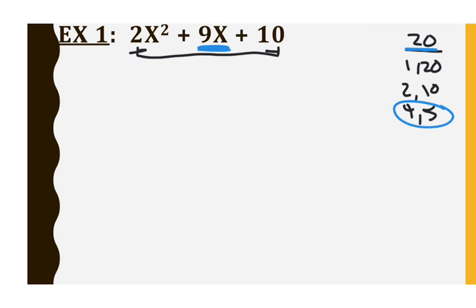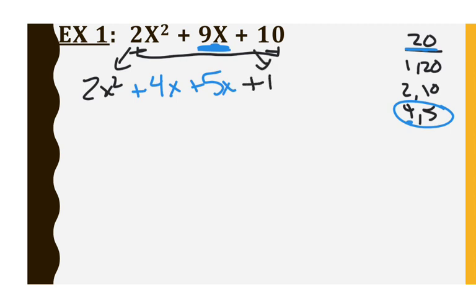So now we're going to go to step number 6 and replace that middle term with the factor pair. So we're going to bring down this first term, which is 2x squared, but in the middle, instead of putting this 9, we're putting our factor pair. So plus 4x plus 5x, and then we still bring down this last term, which is plus 10.